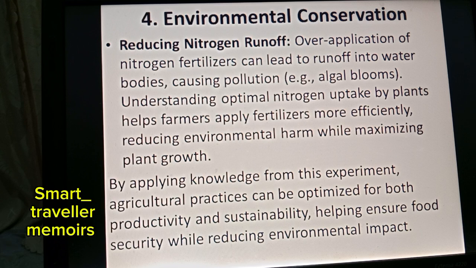So I end by saying, by applying knowledge from this experiment, agriculture practices can be optimized for both productivity and sustainability, helping ensure food security while reducing environmental impact.